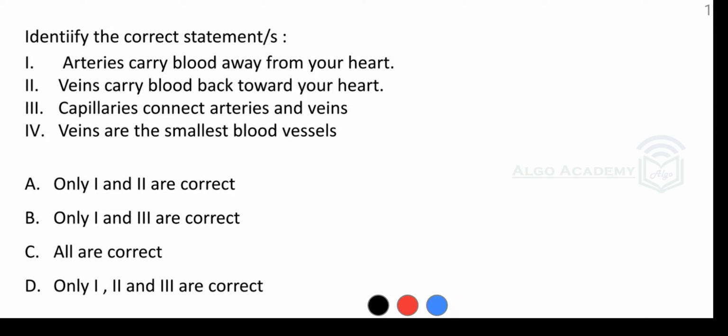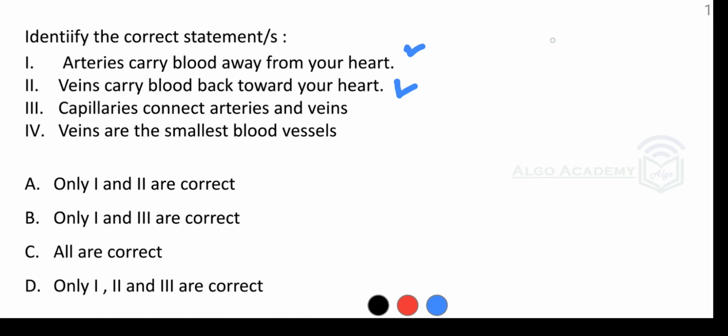Identify the correct statements. Arteries carry blood away from the heart. That is a right statement. Next, veins carry blood back towards the heart. That is also a right statement. Capillaries connect arteries and veins.